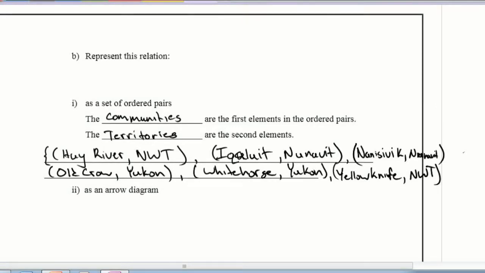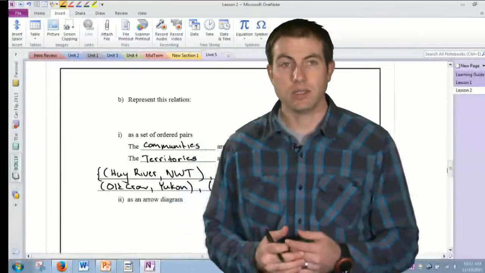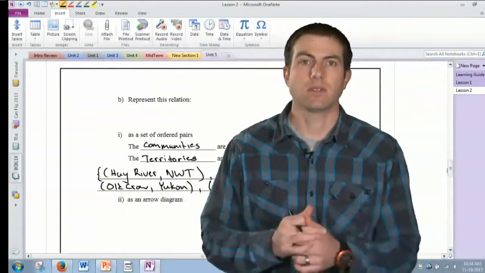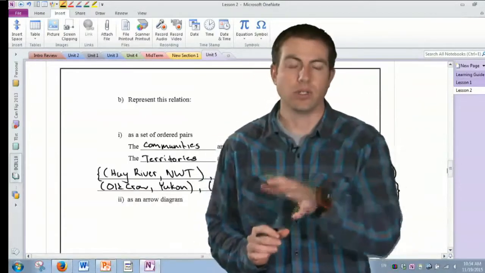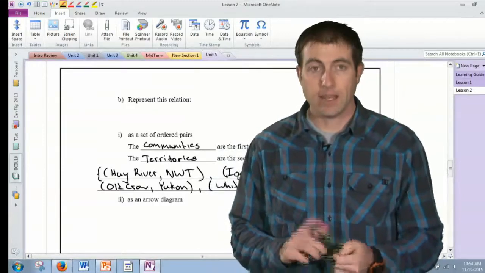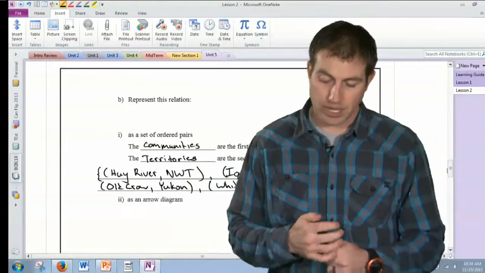So at the end of my set, I need to close it with my squiggly bracket. The reason these squiggly brackets are turning out okay is I have to really concentrate when I write them. If I don't concentrate, they just kind of become this mess. So there we go. I have represented my two elements as ordered pairs. So the city and then the territory which it is found in. The last way I can do it is with an arrow diagram.